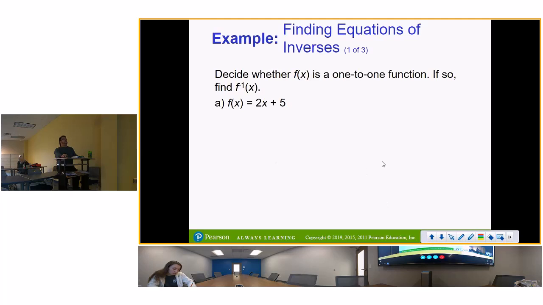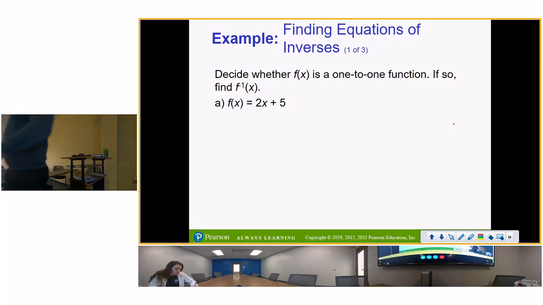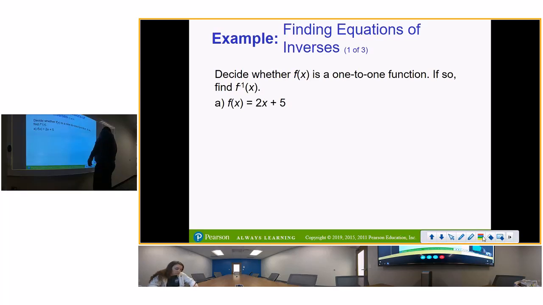How do you do it algebraically? The first thing you do is you rewrite in terms of y and x. You know, back when you didn't have to be so sophisticated. So we're going to write this in terms of y and x. So I'm going to change that f of x into what? A y. Y is equal to 2x plus 5.